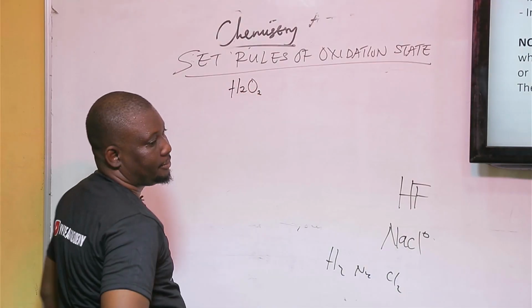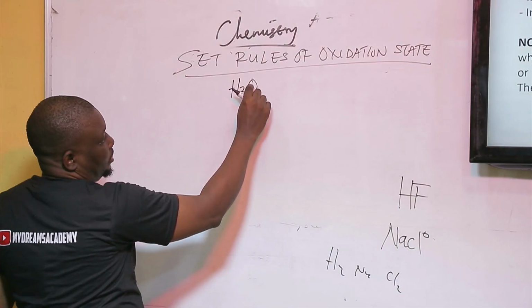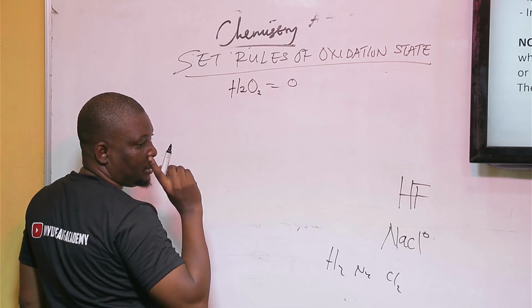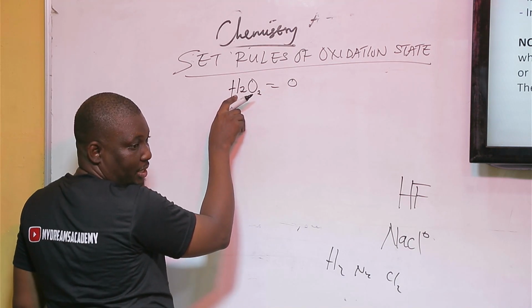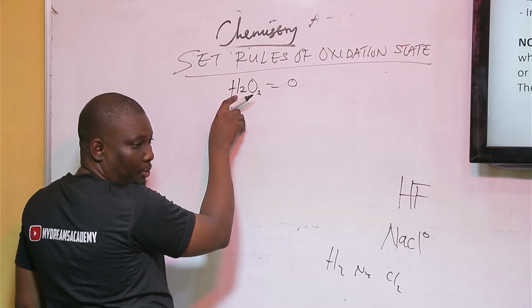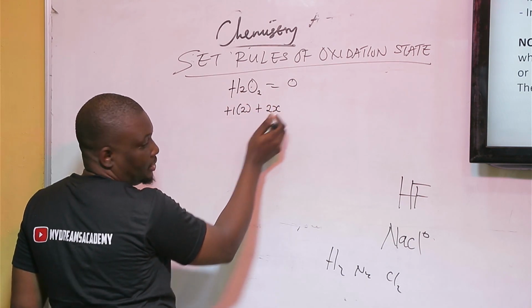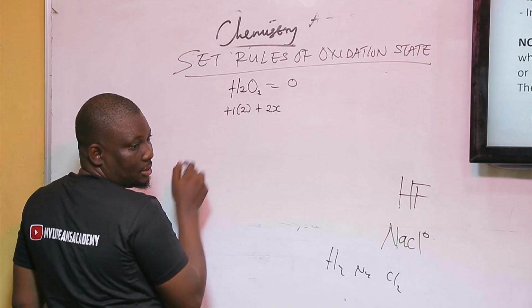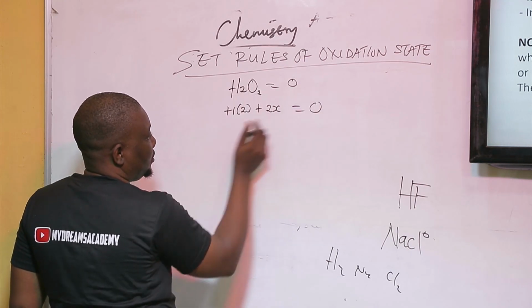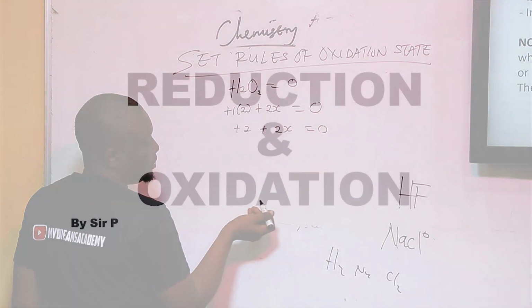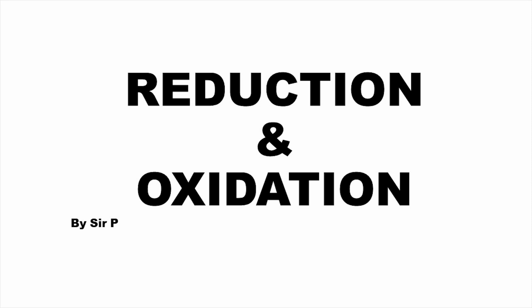Hydrogen peroxide. If you want to know what oxygen is here, the sum of everything should be equal to 0. Combined hydrogen has always been +1, and there are 2 atoms of hydrogen. Let oxygen be 2x. So +2 plus 2x equals 0. Collect like terms: 2x equals -2.